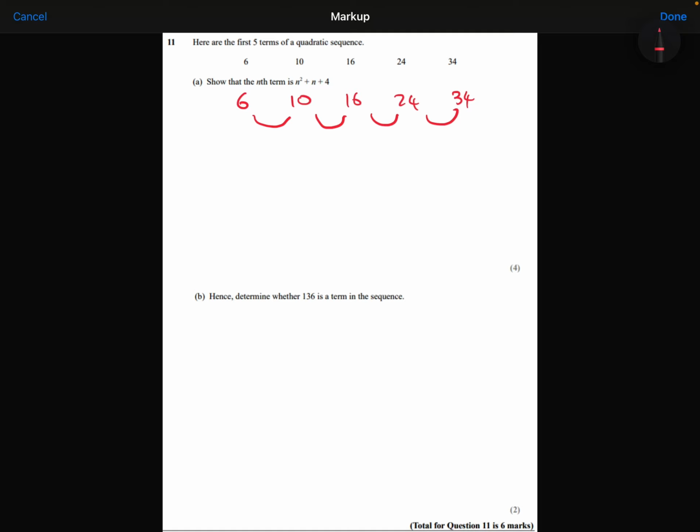The difference between 6 and 10 is 4, between 10 and 16 is 6, between 16 and 24 is 8, and between 24 and 34 is 10.